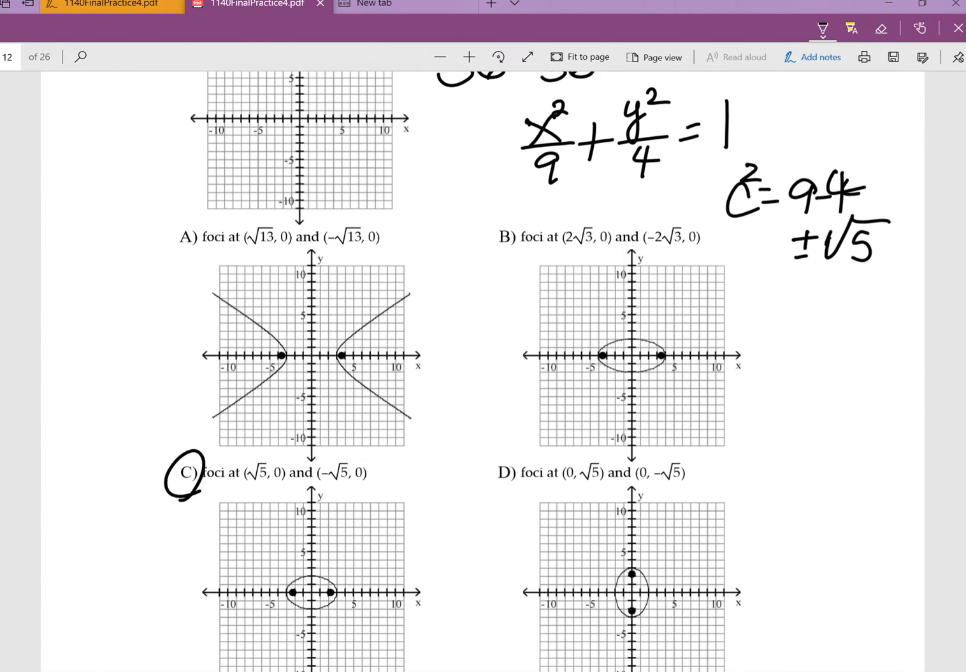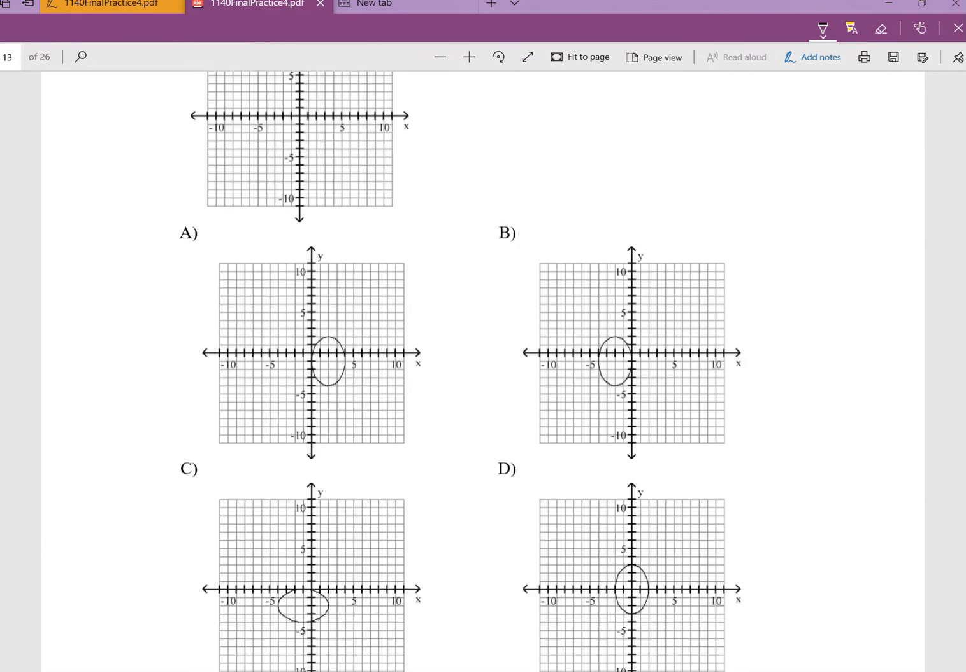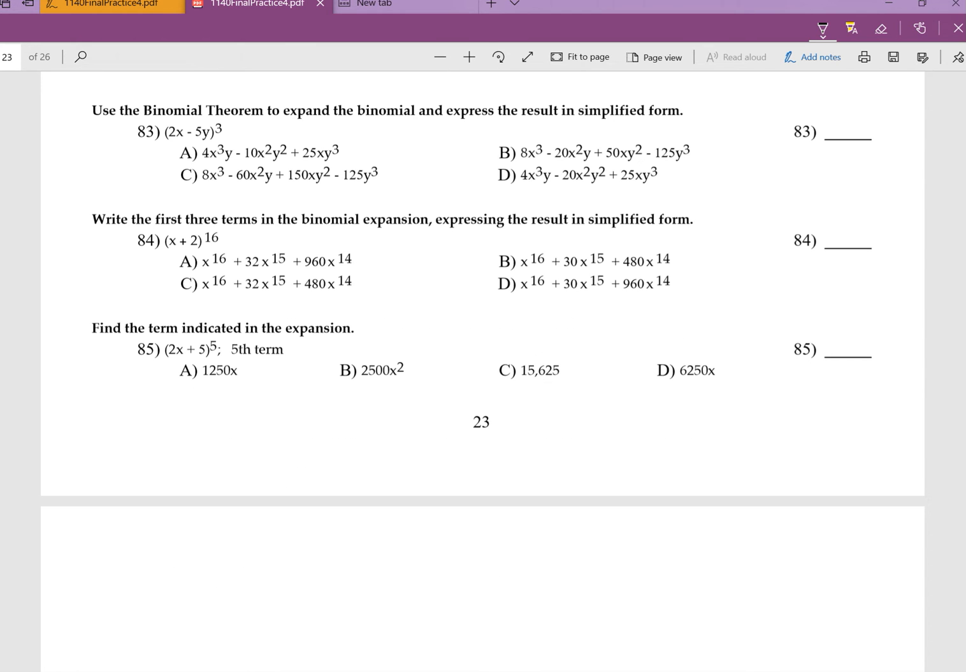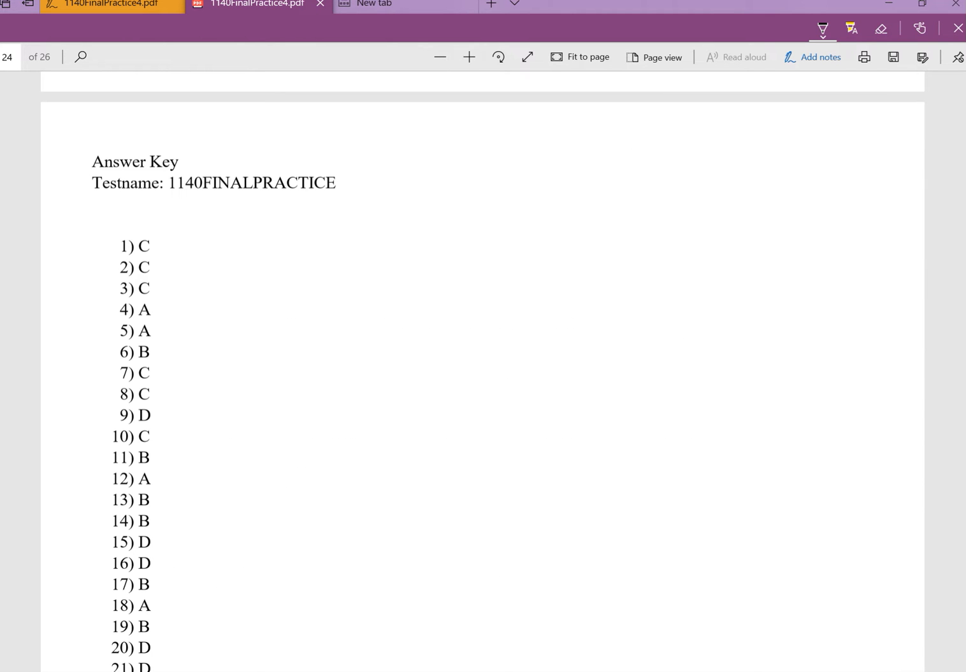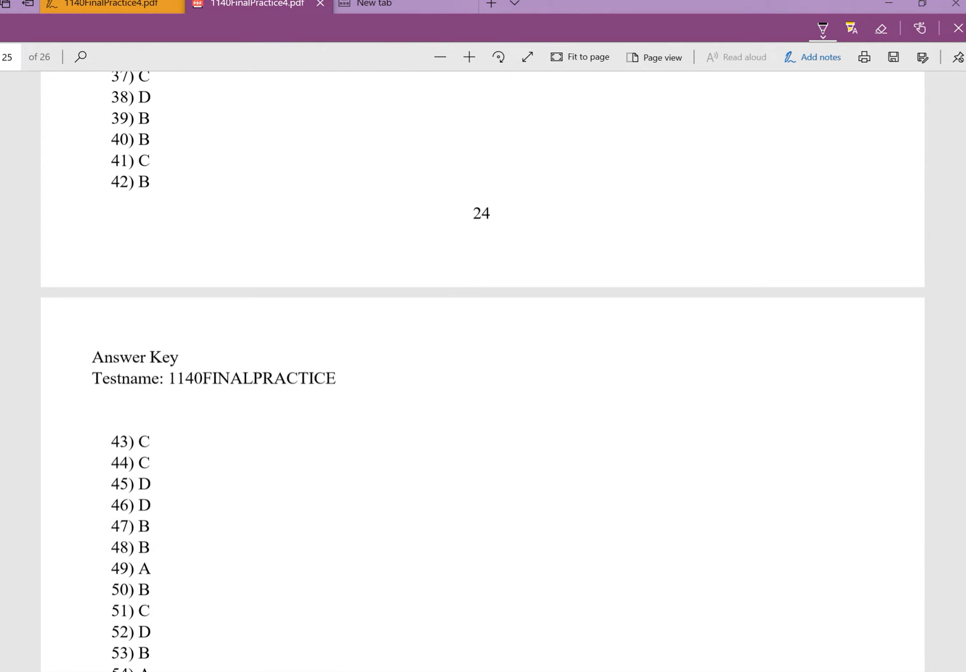Alright. Let's check the answer for a minute just to make sure. Yes, both of them are C, 43 and 44.